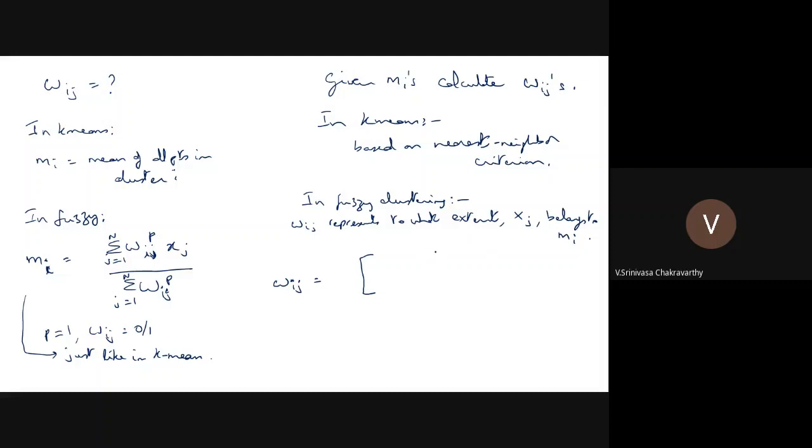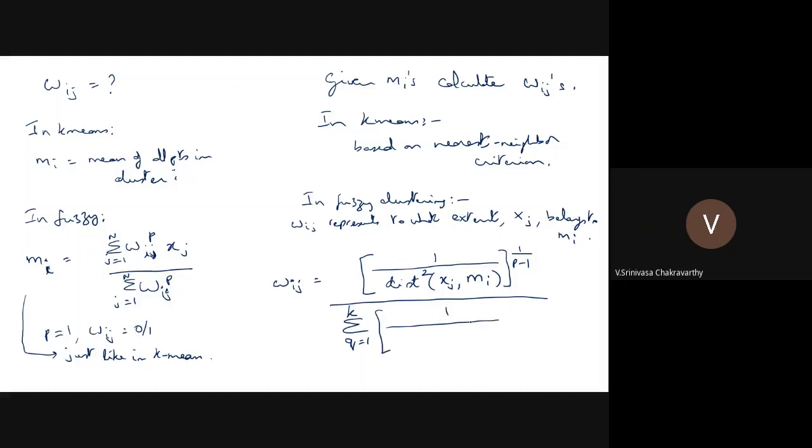In fuzzy clustering, they have taken a slightly complicated expression, but which gives you the same intuitive concept: distance squared between xj and mi, to the power of 1 by p minus 1, divided by sigma, q goes from 1 to k, of one more such expression, 1 by distance square xj mq, and the whole thing to the power of 1 by p minus 1.